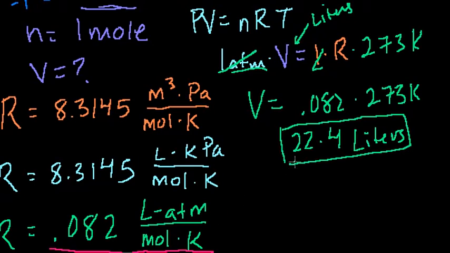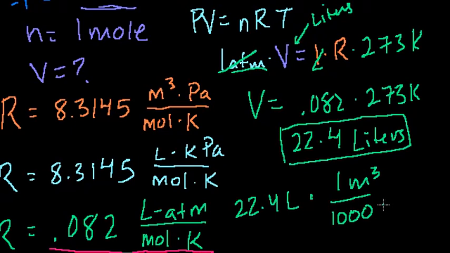And if you wanted to know how many meters cubed it's going to take up, you could just say 22.4 liters times, now how many meters cubed are there? For every 1 meter cubed, you have 1,000 liters. I know that seems like a lot, but it's true. Just think about how big a meter cubed is. So this would be equal to 0.0224 meters cubed if you have a mole of something at 1 atmosphere and 0 degrees Celsius. Anyway, this is actually a useful number to know sometimes.